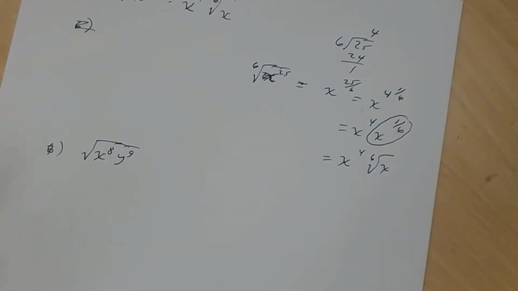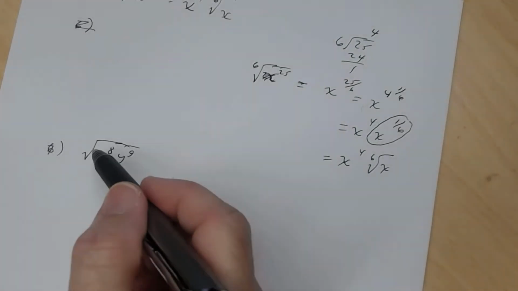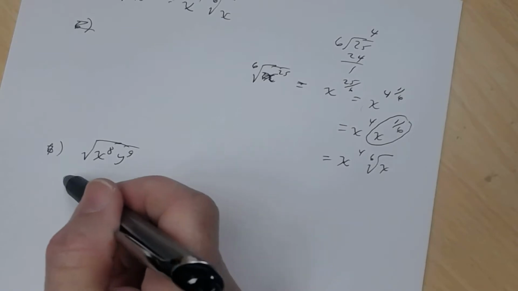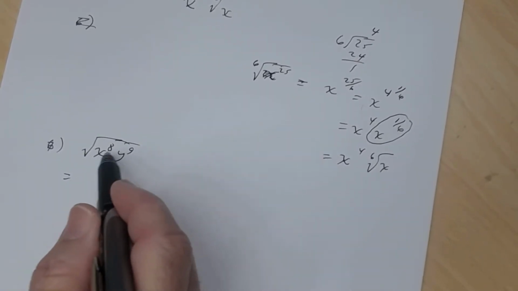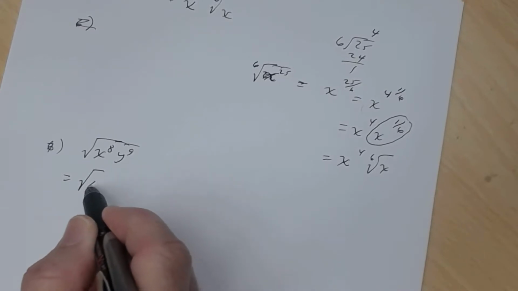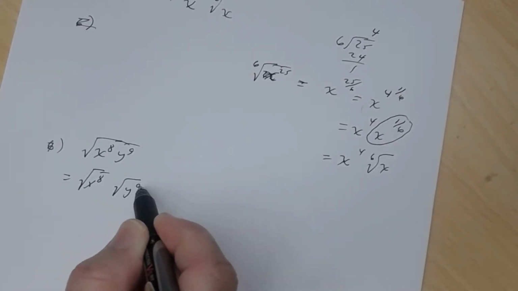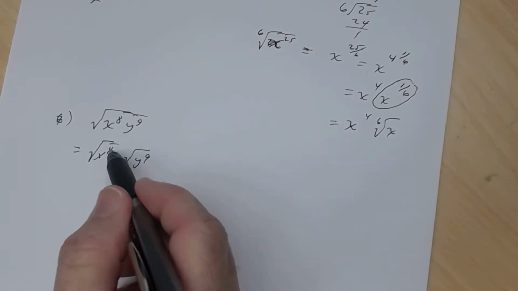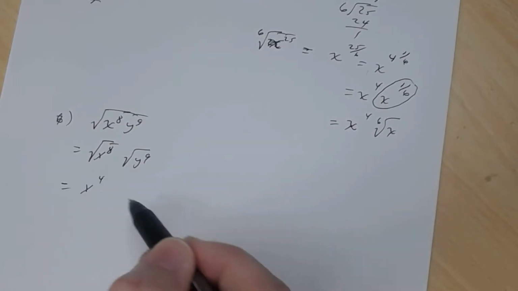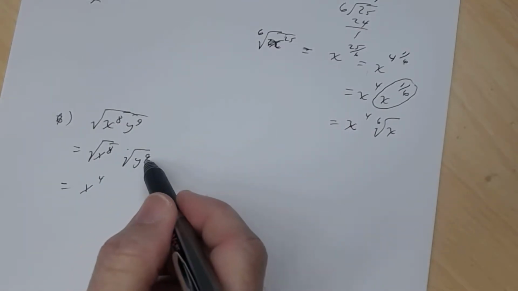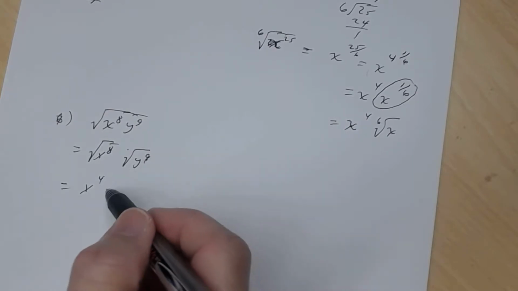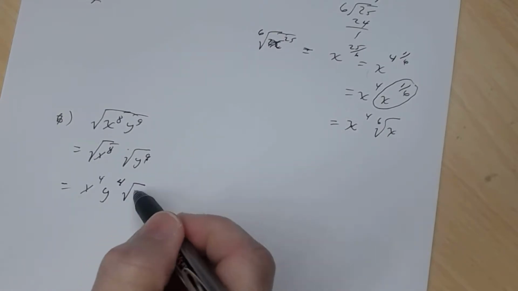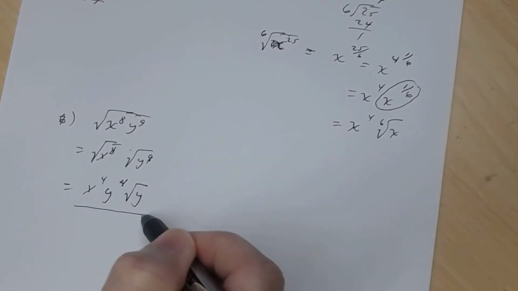Okay, so the same idea. Now remember, for right now, you may want to use the fact that the square root of a product is the square root of each individual factor. So in other words, the square root of x to the 8th times the square root of y to the 9th. All right, and then let's just use the rules. So 2 goes into 8 4 times, no remainder. So that's just x to the 4th power. 2 goes into 9 4 times, so it'll be y to the 4th. And then there is a remainder of 1. So it'll be the square root of y. And so there's your answer.